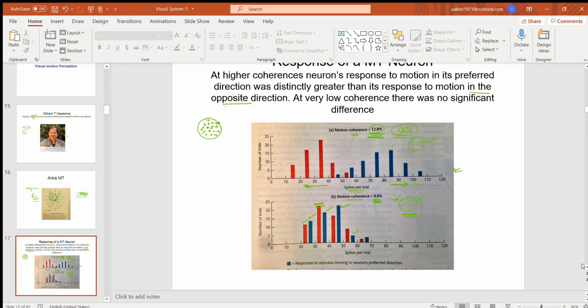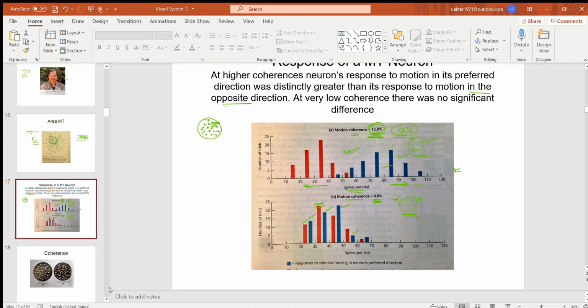But of course, if 100% motion coherence is present, that is an extremely strong motion stimulus. Makes sense? Even 50% will be strong for this neuron, because you see only 12.8% gives a very strong increase in the activity of the MT neuron. So this experiment clearly tells that MT neurons are very sensitive to motion.